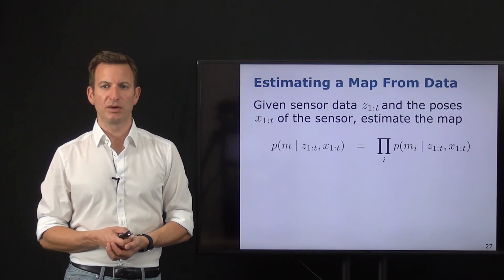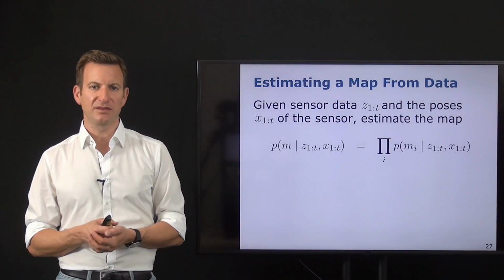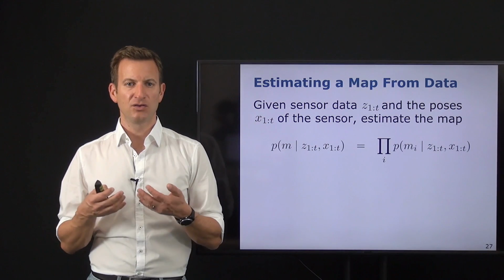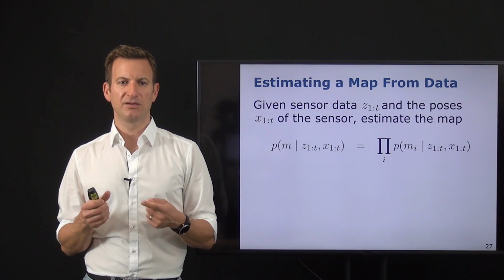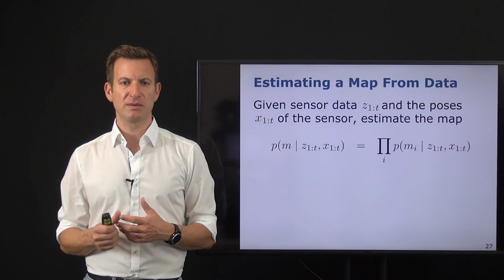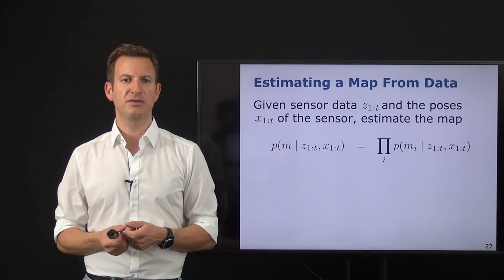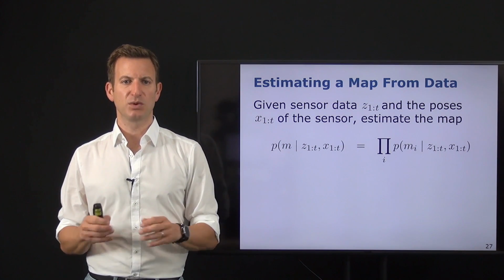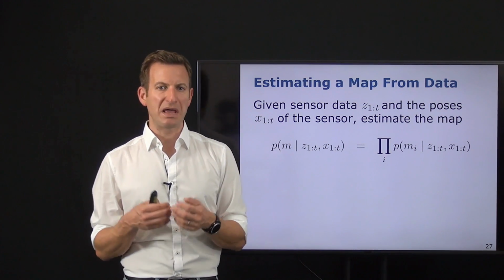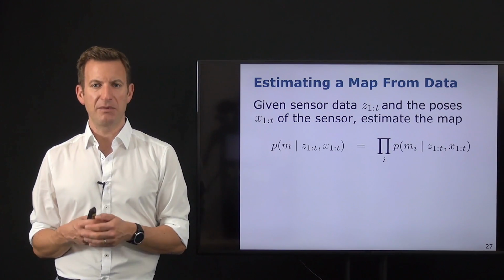So what we want to do as the next thing is estimate this type of map representation from data. So we have specified what our mathematical model looks like. It's a joint probability distribution which can be broken up into a product of individual probability distributions, and they can be represented with a binary random variable. That's what we exploited so far. And now we want to estimate this map from data.